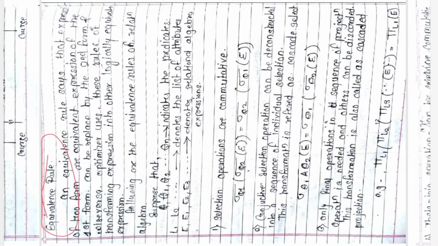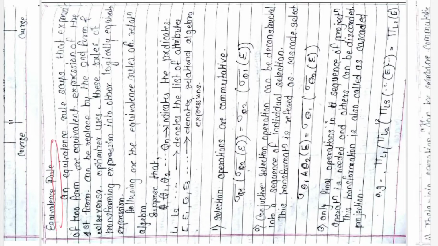Means what? If I am writing the queries in different forms, and both the forms are giving me the same result, then those rules are called equivalence rules. What I am trying to tell you is, if I am writing a query for anything, there can be multiple queries, but if both the queries are returning me the same output, then it is called an equivalence rule.